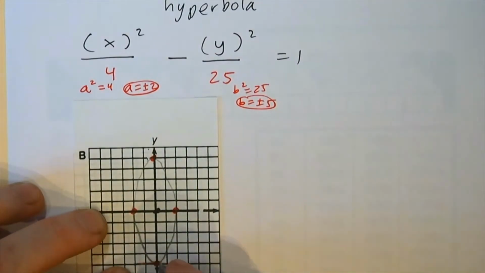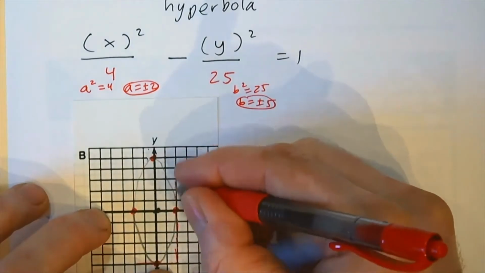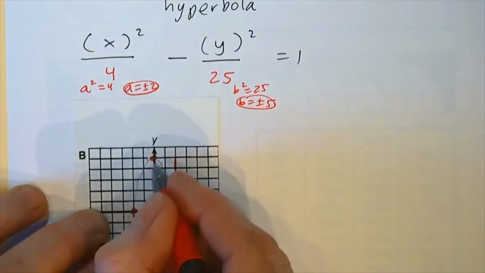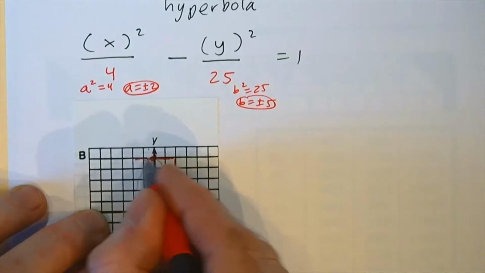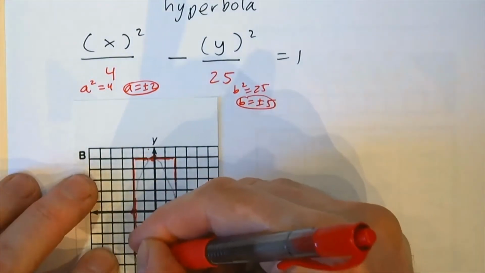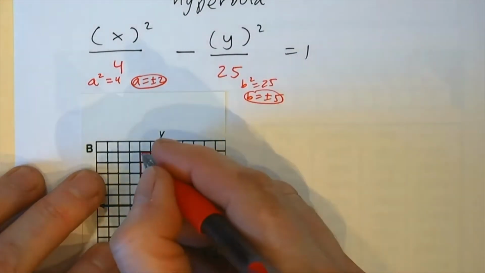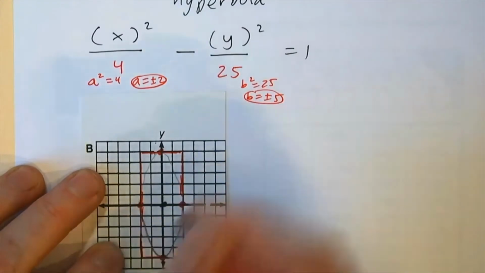Draw a box like this. Now normally you're not supposed to see the box, but I'm going to draw the box, because you need the box. Because the box will help you draw the hyperbola. That's right. The box will help you draw the hyperbola. Okay, so I drew the box.